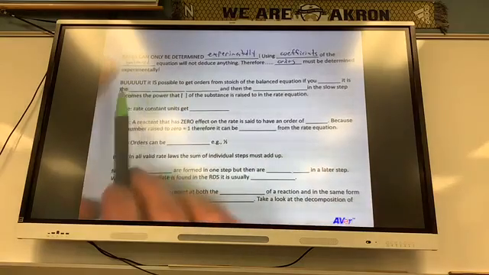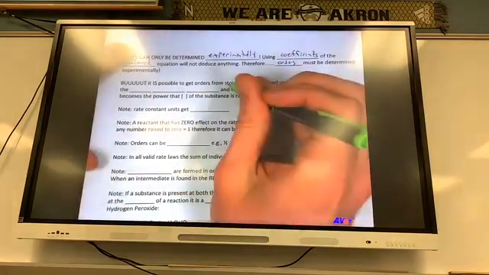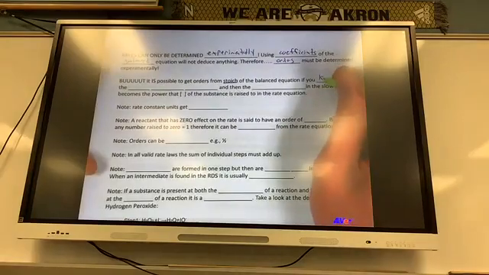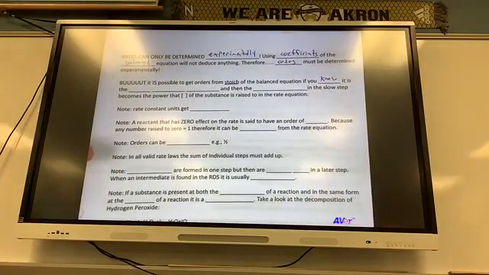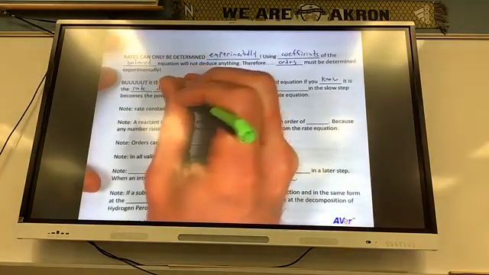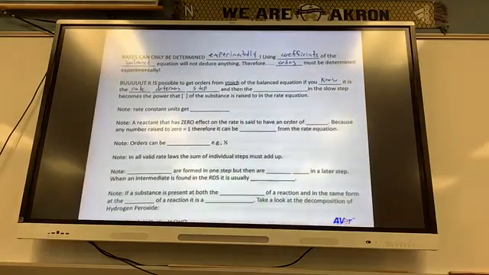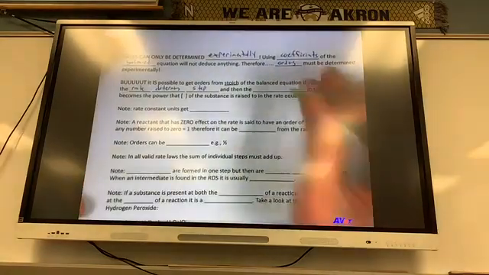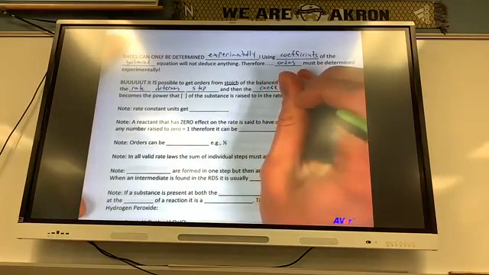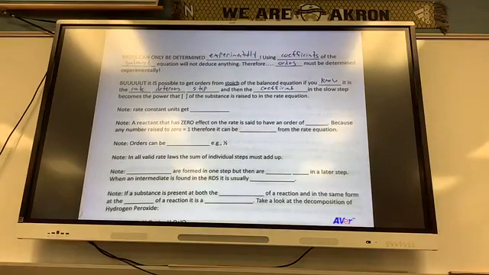It is possible to get orders from the stoich of the balanced equation if you know the rate determining step. So if you know what the rate determining step is, you can use the stoich to get your orders. And then the coefficient in the slow step becomes the power that the concentration is raised to. I'm going to show you all this in a little bit.